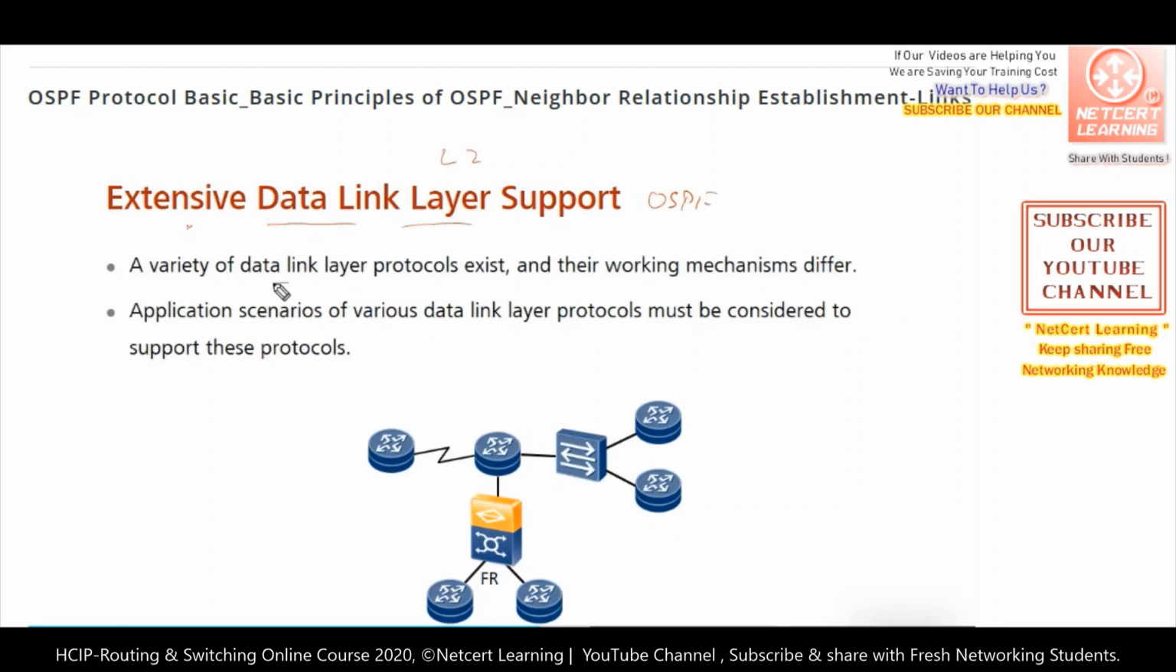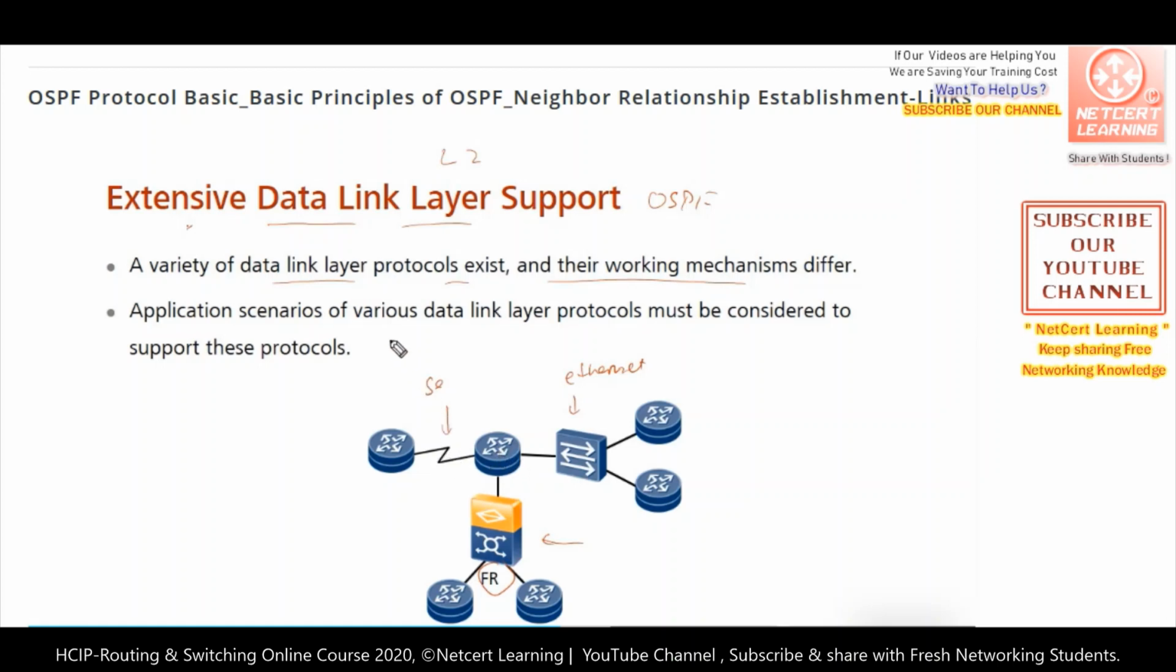A variety of data link protocols exist and their working mechanisms differ. If we refer to this diagram, we have a serial interface. In this diagram here, we have our Ethernet, and in this diagram, as well as we have a frame relay.